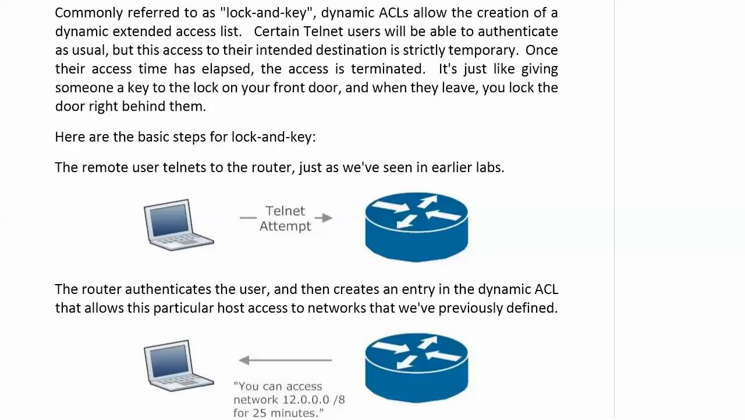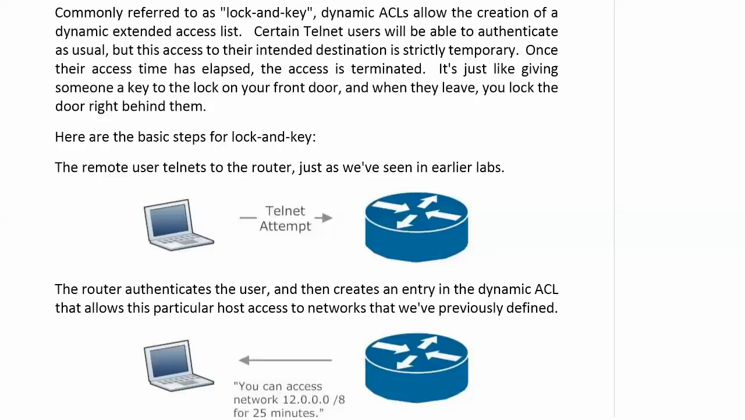And the reason is that this is kind of like giving someone a key to the lock on your front door, and when they leave, or it's time to ask them to leave or to help them leave, you lock the door right behind them. Because what happens with a dynamic ACL, when you use it for Telnet, is the Telnet users will be able to authenticate as usual. But this access to whatever destination they want to get to, it's temporary.